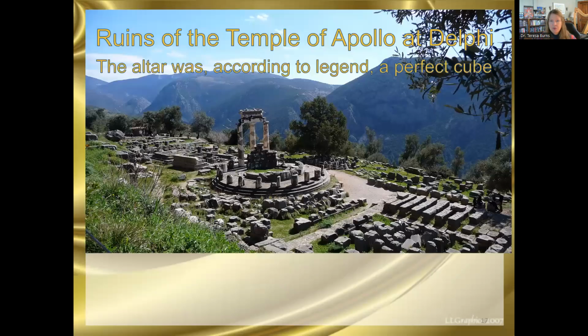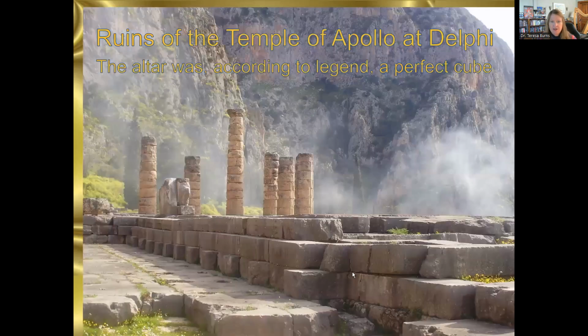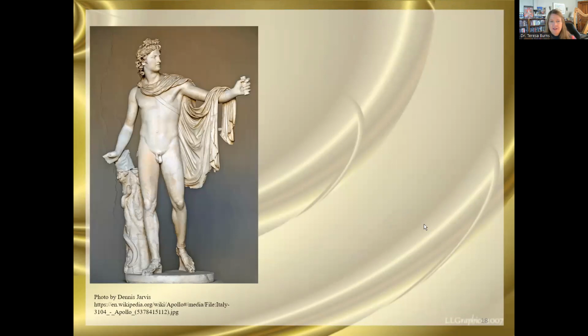All right, here's the ruins of the Temple of Apollo at Delphi. The altar, according to legend, was a perfect cube. So there's the altar right there. Apparently, it was once a perfect cube. All right, that is the god Apollo, or a more modern sculpture of Apollo. So the story behind the Delian problem is this.